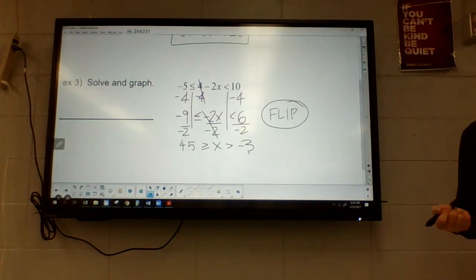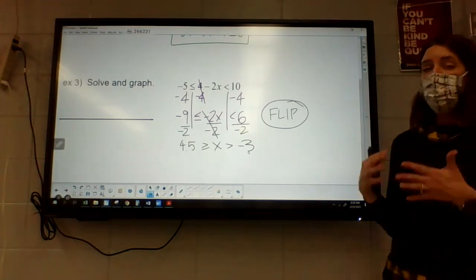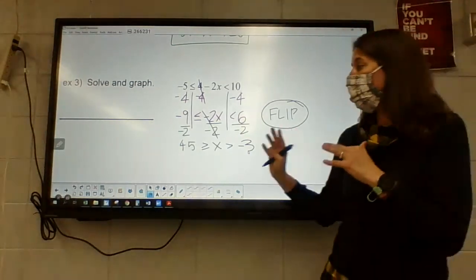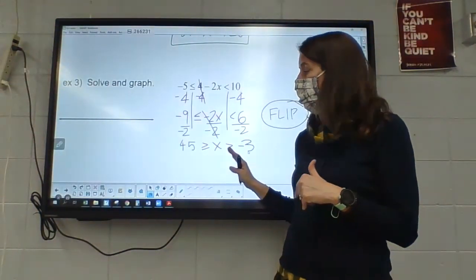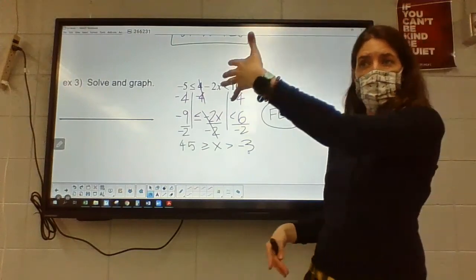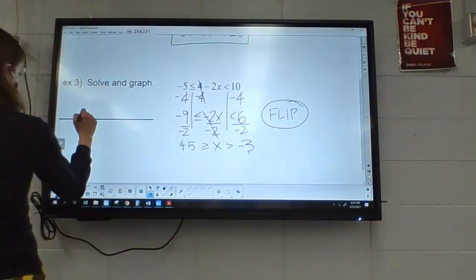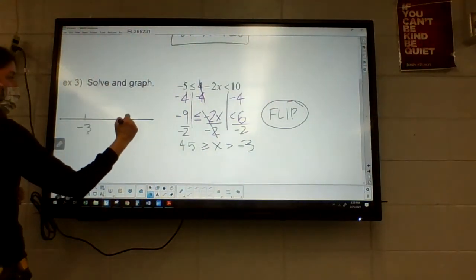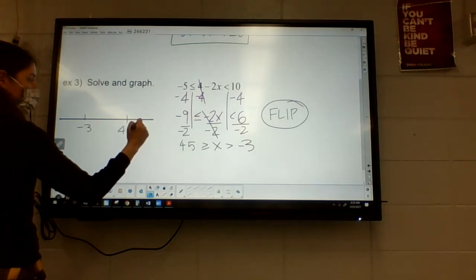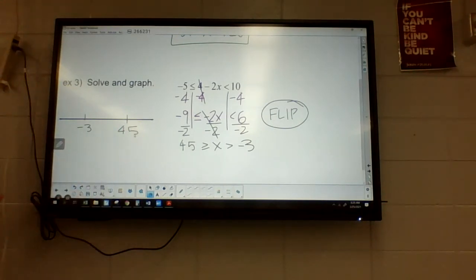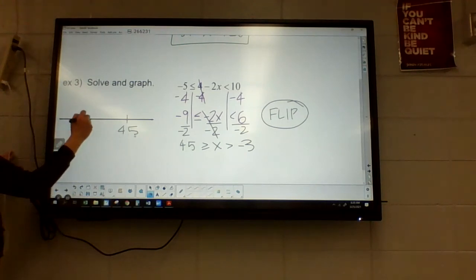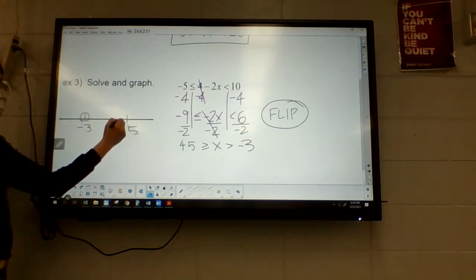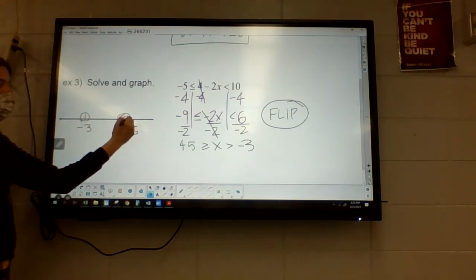All right, once we've done that, then we're ready to put this on a number line. But careful, when you put this on another number line, it doesn't always just go in the order we see it. We have to put the smallest number on the left side of the number line. So -3 is going to go over here, and then 4.5 here. So open circle at -3, closed at 4.5.